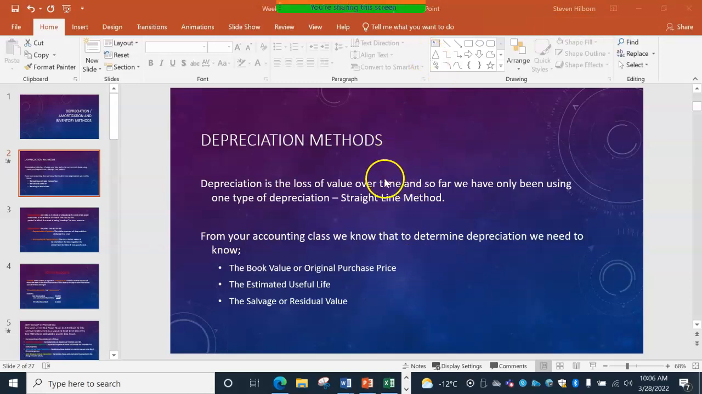So we will be looking at four different ones. One of which, and the one that we've only really been seeing so far, is straight line. So straight line just means every single year it's worth the exact same amount less. So it's worth $5,000 less every single year. It's an easy way of doing it. That's what you learned in your accounting class, I believe. What we'll look at as well is some of the estimated useful life. So depreciating things based on actual outputs. So how many hours did we have on our four-wheeler? How many kilometers did we drive our vehicles? And then we'll look at some other different ways.